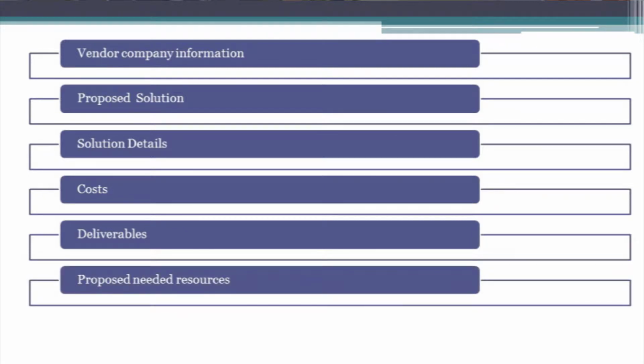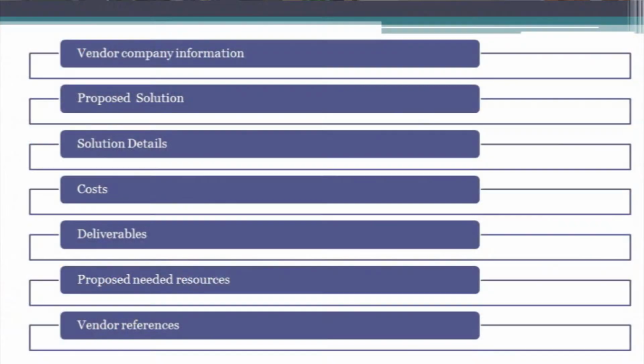You might also want them to outline the proposed need of resources, because they're the experts in the field. If they're going to help you implement this, they need to help you figure out what resources are needed from your organization to make this project successful. Lastly, it's important to get 3 references from your vendor. These references are going to provide insight into your long-term relationship with this vendor, how they provided you support, how they support you with training, and most important, how they support you through the implementation.